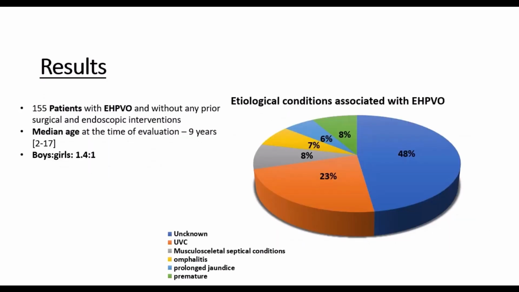155 children with portal vein obstruction were included in our study. The median age at the time of evaluation was 9 years. The majority of children with extrahepatic portal hypertension had a pathological condition in the neonatal period, and omphalitis, musculoskeletal septic conditions, prolonged jaundice, and prematurity were noted with almost equal frequency. Among known etiological factors, umbilical vein catheterization was the most frequent. However, in 48% of cases, children with portal vein obstruction in our observation had no identifiable etiological factors.